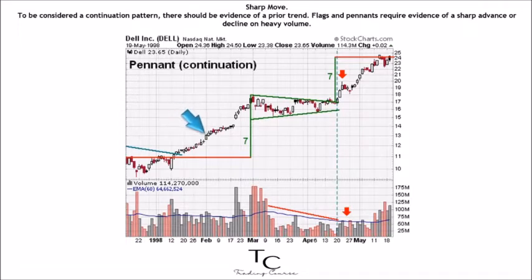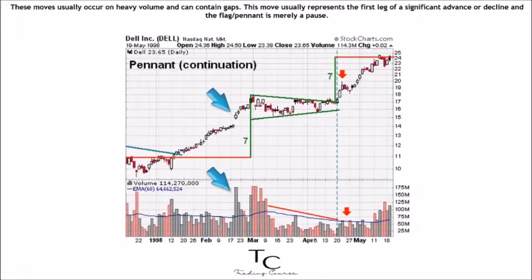Flags and pennants require evidence of a sharp advance or decline on heavy volume. These moves usually occur on heavy volume and can contain gaps. This move usually represents the first leg of a significant advance or decline, and the flag or pennant is merely a pause.